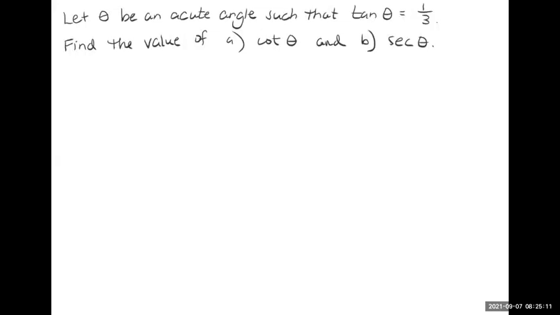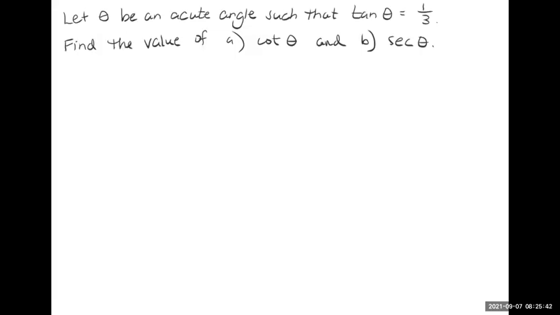You could draw a triangle. If you know tangent, you know the opposite side, you know the adjacent side. You can use the Pythagorean theorem to find the hypotenuse, and then you could use that to find cotangent and secant. But using the identities, cotangent is the easier one.